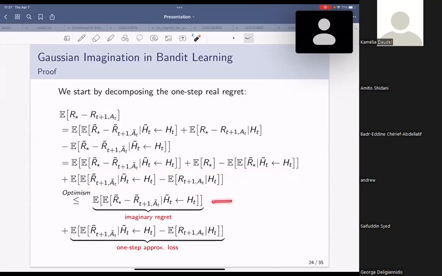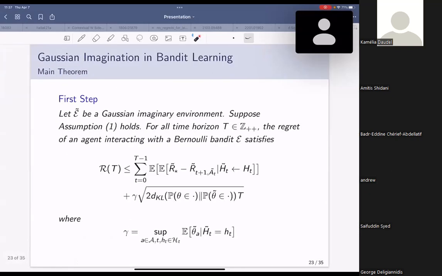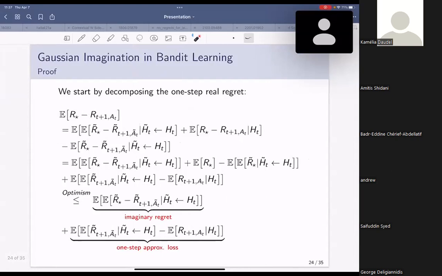So if you just look at the first term we had in the upper bound, it's basically the same thing. We just need to get the summation over time. And the second term is what we called one-step approximation loss. And as you see, it's just comparing the real regret we receive from the environment, their true environment, to the reward we were expecting to receive.